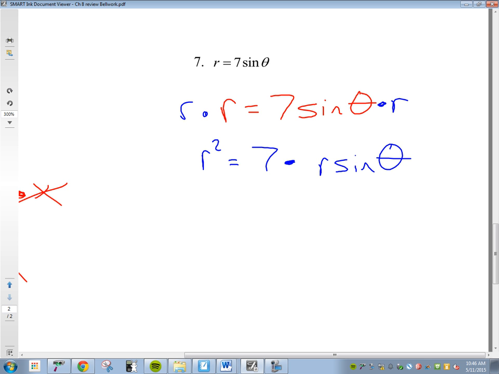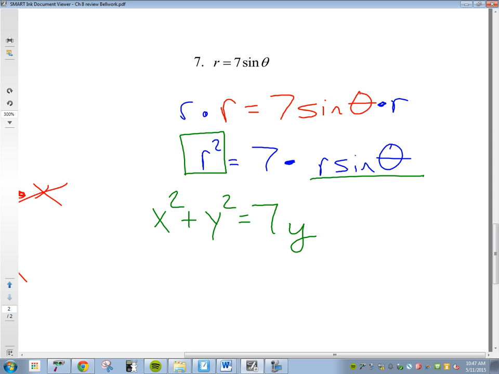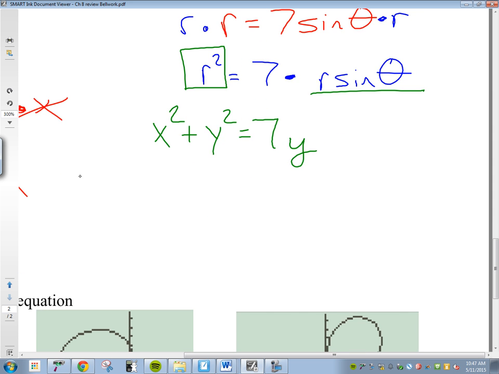We are trying to make this say x and y. I have r squared right now. What can I replace r squared with according to our sheet? x squared plus y squared equals 7, and r sine theta is y. Okay, that's great. I am not done. I need to get this all on the same side and put it in standard form. You need to recognize that this is a circle.